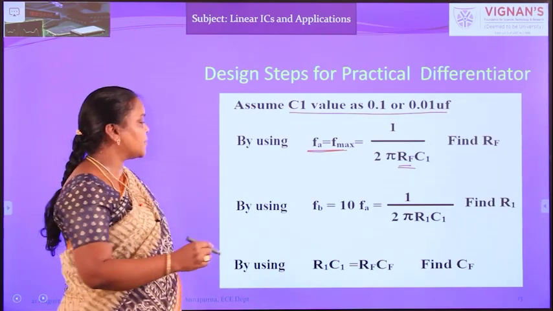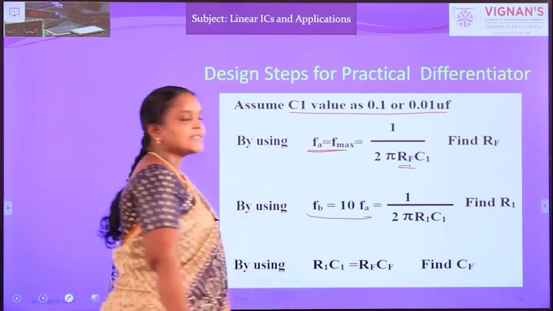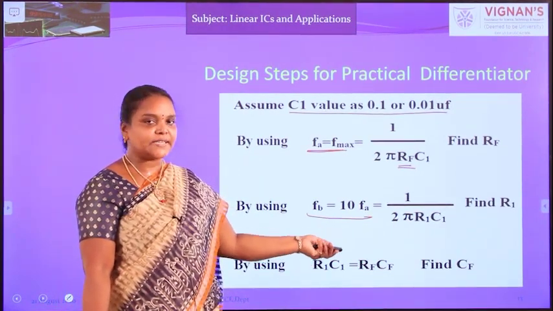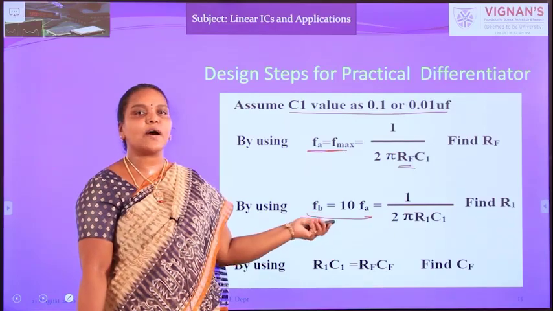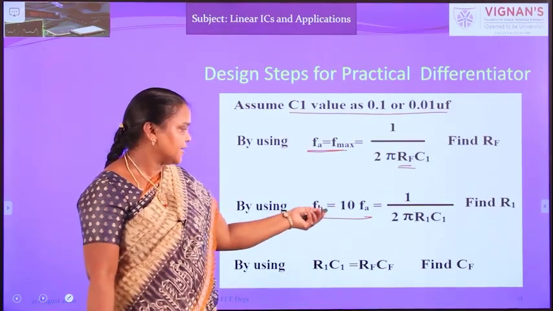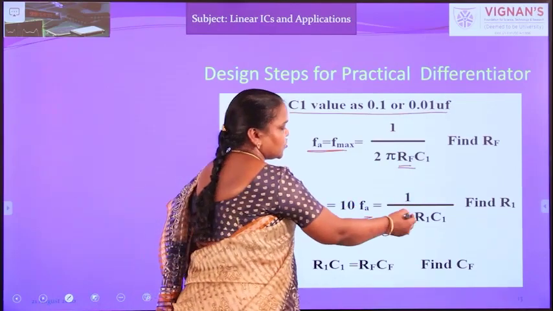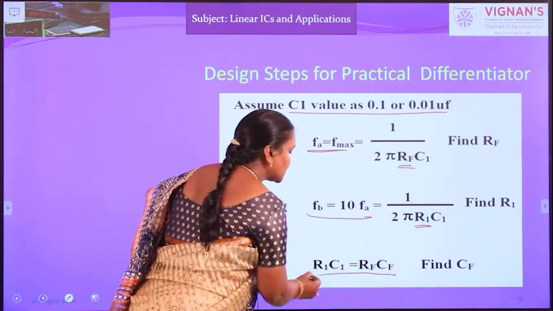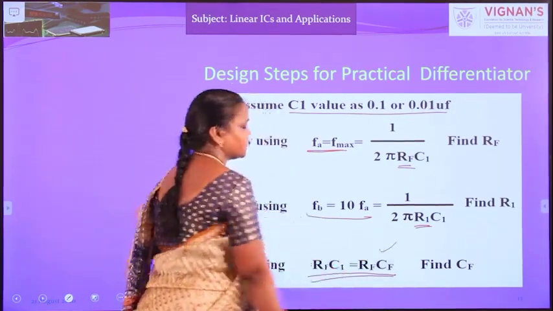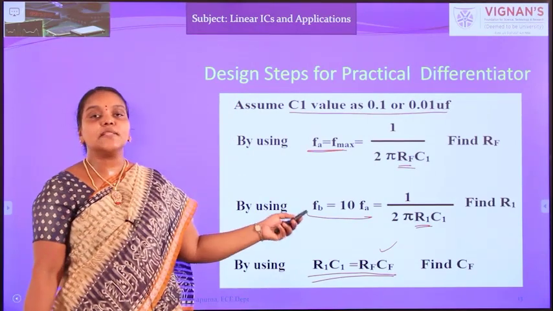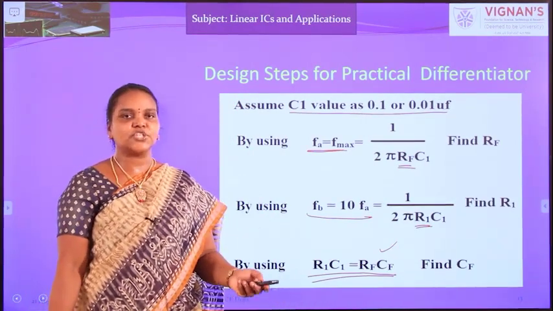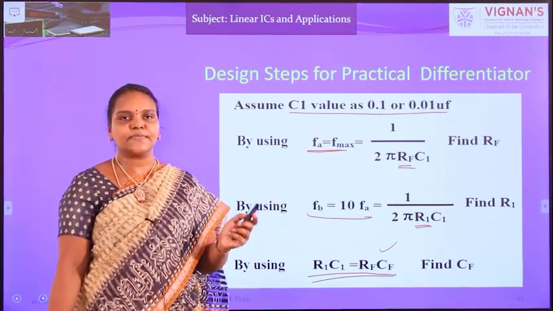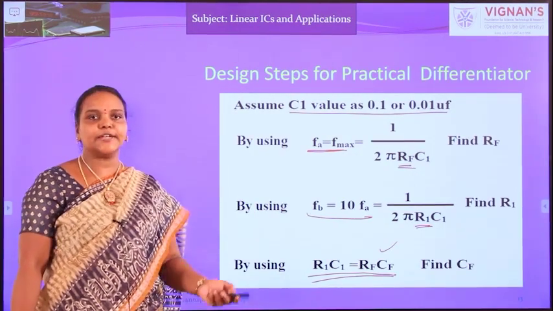And before that, just now I told you FB is greater than FA, and generally we take 10 times FA. And what is FB in the practical differentiator circuit? It is 1 by 2 pi R1C1. So that is 10 times greater. And if you equate this, you will get the value of R1. And next, from this you can find the value of CF. So after finding all these values, you have to draw the practical differentiator circuit and place these values at appropriate places. Then only the design will be completed. Okay, now let us see a design problem.